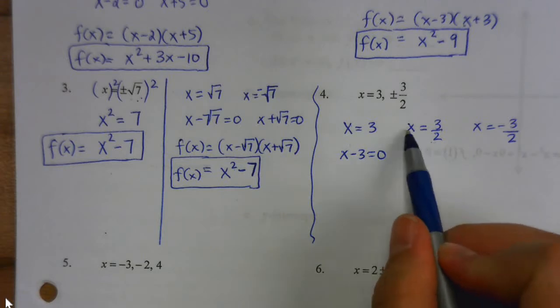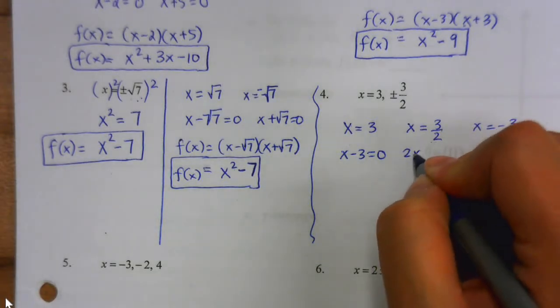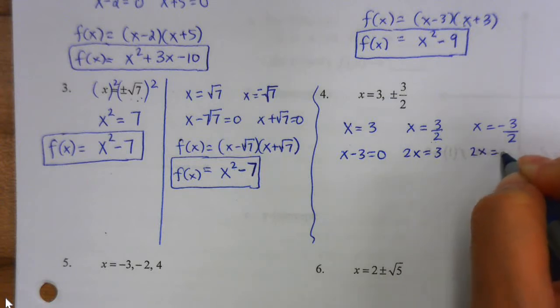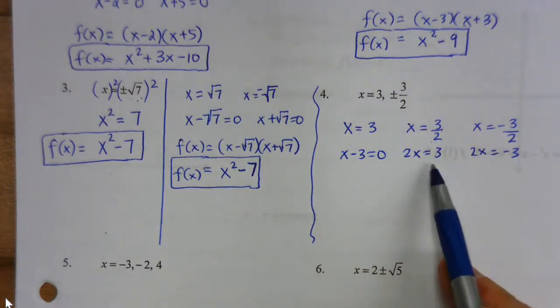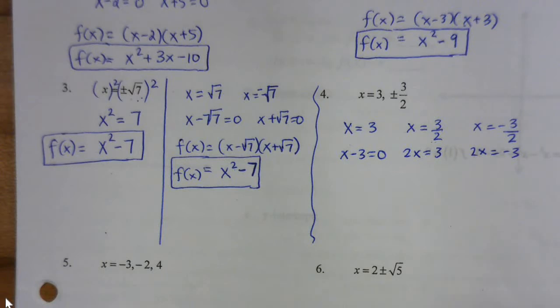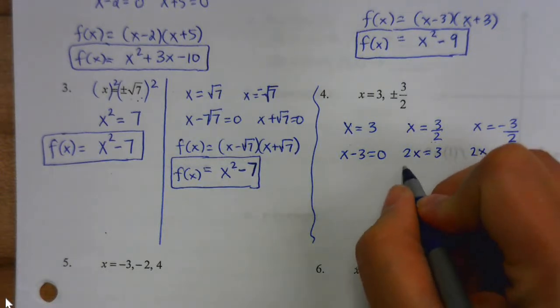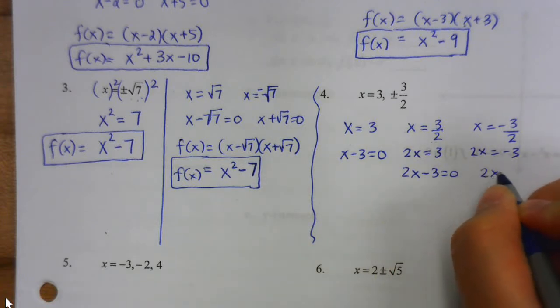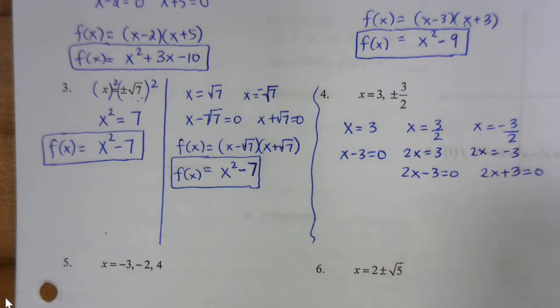So I'm going to multiply by 2 first. So I get 2x is equal to 3. Same thing over here. I'm going to have 2x is equal to negative 3. And now I'm going to move the 3's over. So I am doing a 2-step equation there. So this one says now that we have 2x minus 3 equals 0 and 2x plus 3 equals 0.